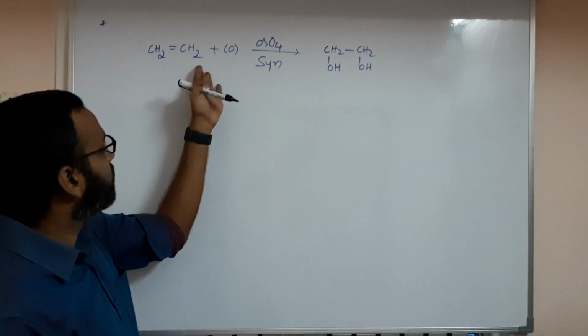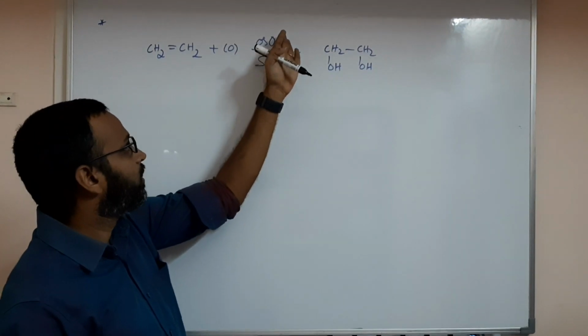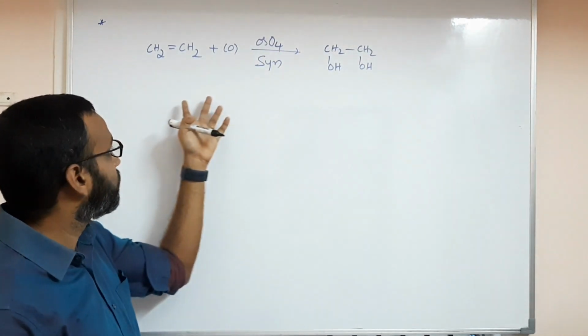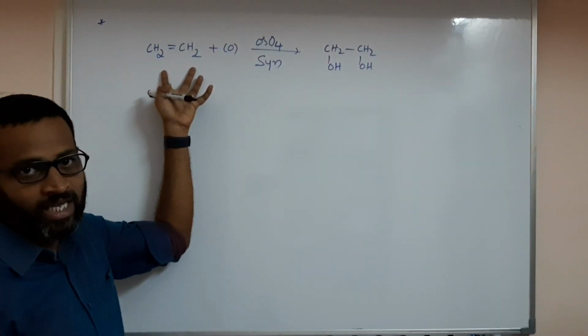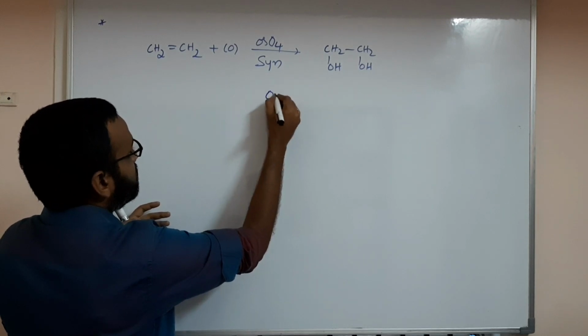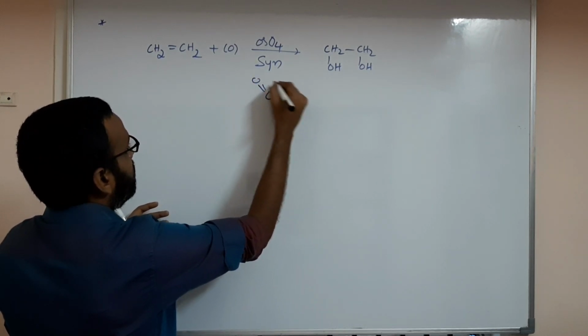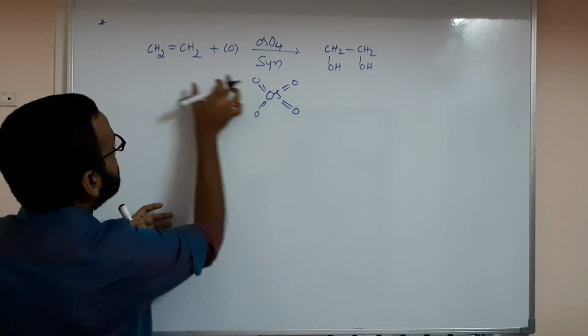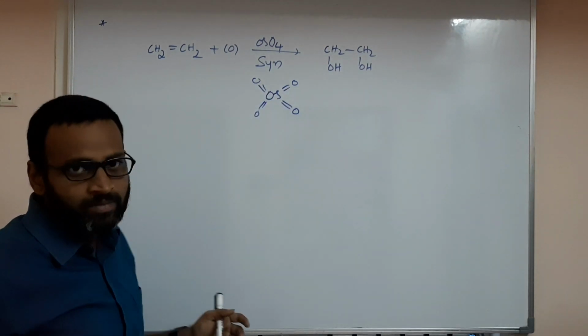So CH2 double bond CH2 on oxidation by OsO4 gives syn addition. Syn addition means both OH groups approach from the same side, the oxygens being provided by OsO4. OsO4 means osmium double bonded to four oxygens. So both oxygens will approach from the same side.